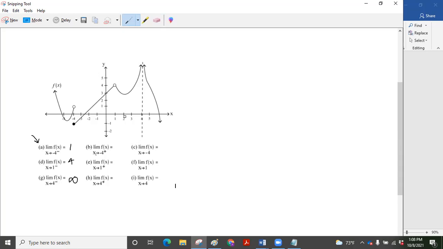Then this one asks, what is the limit as x approaches -4 from the right? So we're looking at -4 now, and we're coming in from the right. What we see coming in from the right, and the graph surrounding this point, -4, seems to be approaching -1. So we're going to say that the limit as x approaches -4 from the right is -1.